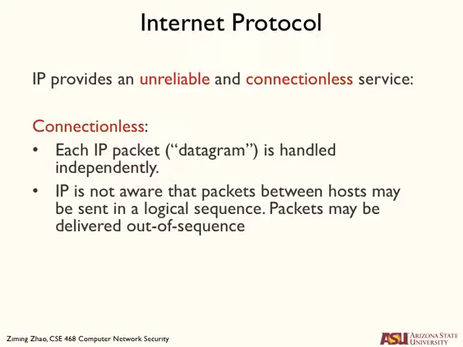So IP provides an unreliable and connectionless service. What do we mean by connectionless? Each IP packet is handled independently, and it is sent to the network independently. So there is no guarantee that the IP packet sent first will also arrive at the destination first, because they may even take different paths to reach the destination. So packets may be delivered out of order.